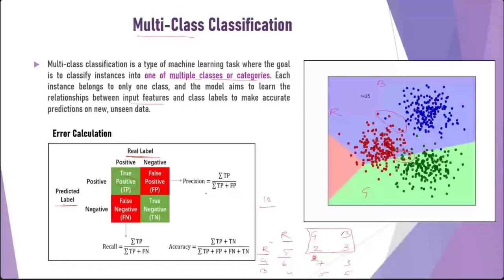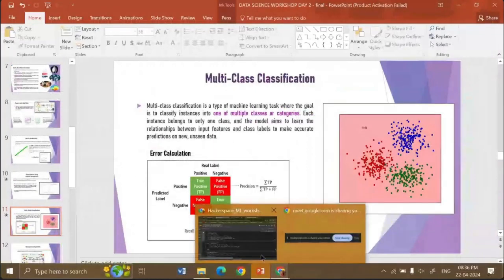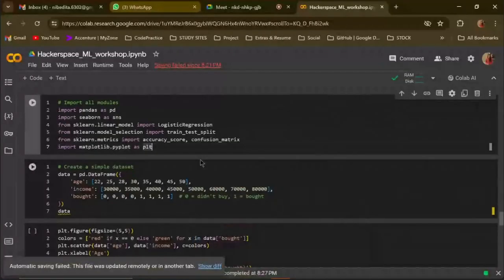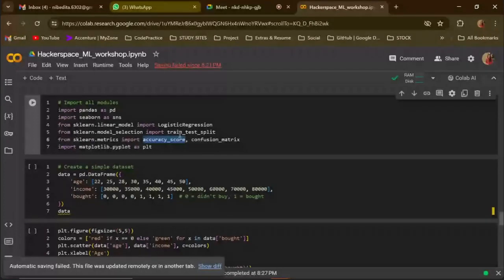From these we can find different metrics like accuracy, precision, recall, which have different formulas. Let's not go into the formula right now. Let's go for the programming part. Now that you know how we calculate the errors, we will go into the programming part. As you can see, I'm importing two metrics from sklearn, that is accuracy and confusion matrix.